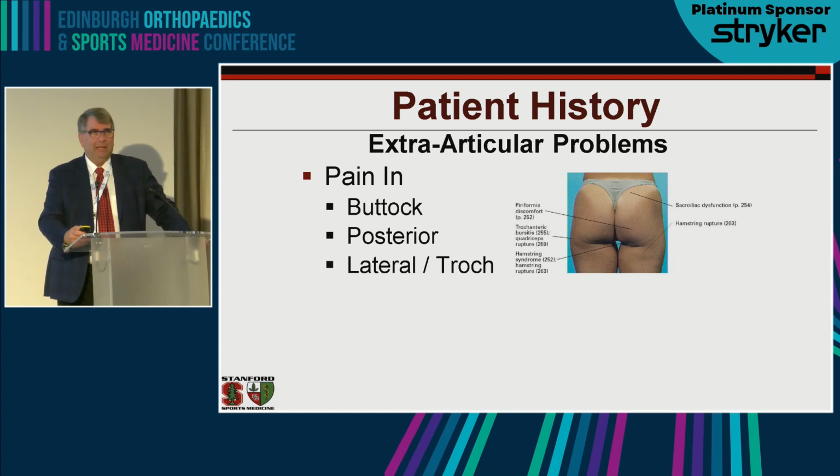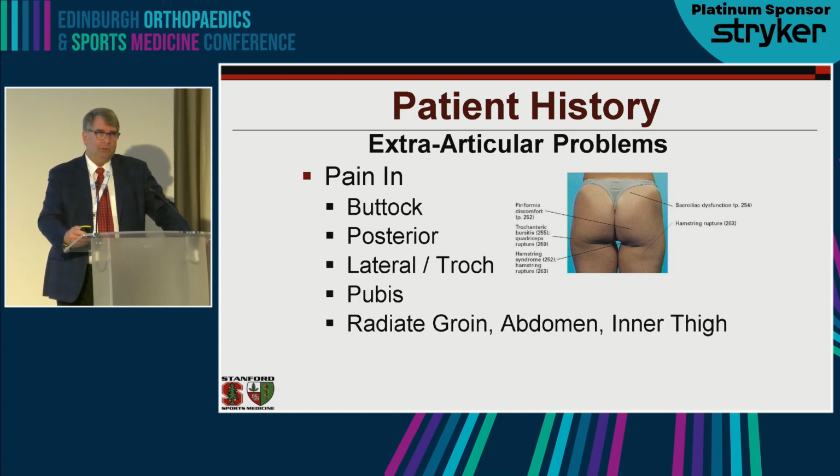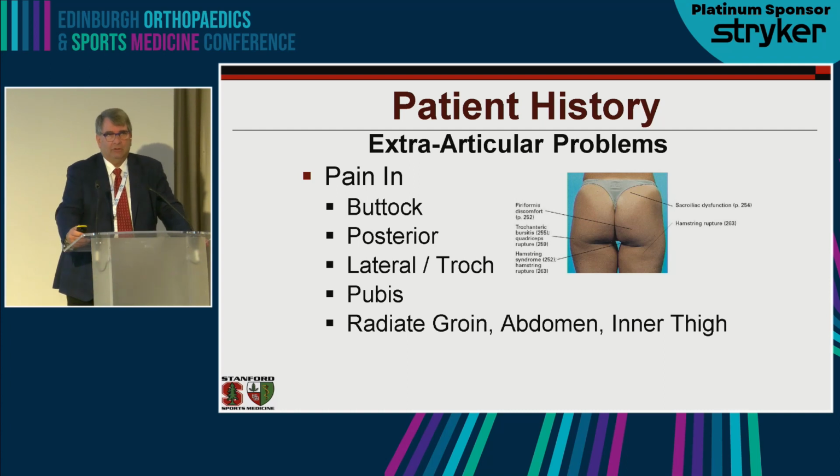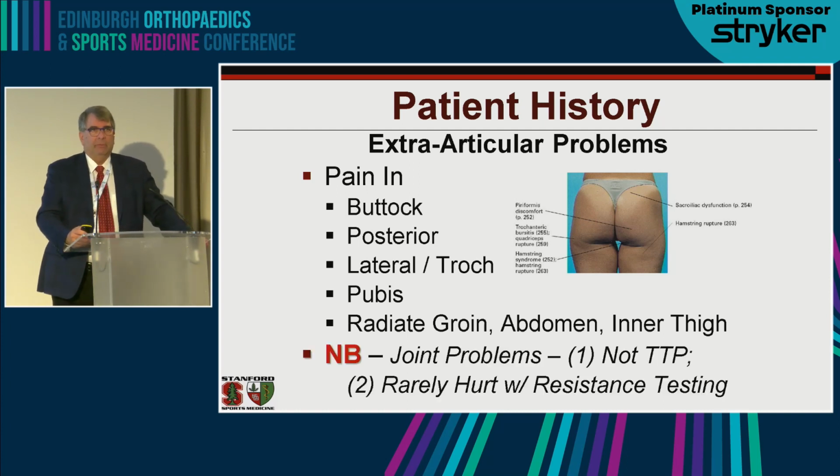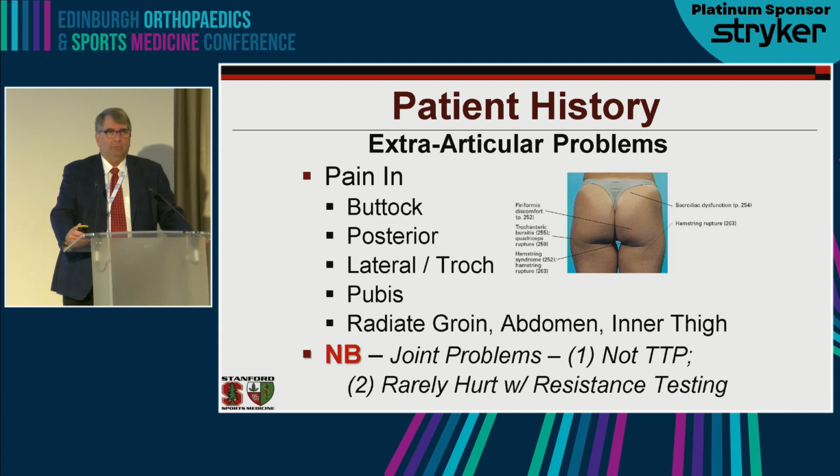So posterior hip pain, lateral trochanteric pain, pubic pain, or pain that radiates to the groin, abdomen, or inner thigh. The real key is that, one, joint problems are not tender to palpation. So if they are tender to palpation around the hip, it's probably not coming from intra-articular. And then when you do your muscle resistance testing, that also should not be causing pain if it's intra-articular.